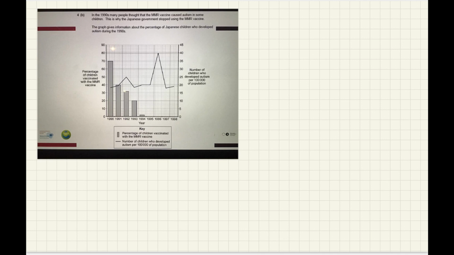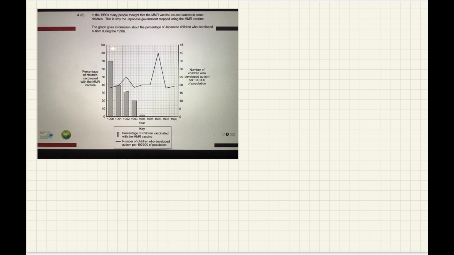Continuing on from that, examiners sometimes like to put questions about this MMR autism scare into the exam paper. So although it's something you don't have to learn about, it's not on your spec, sometimes they pop it up in questions. So I want you to practice this question, and it's showing you a graph where you can see the percentage of children vaccinated with the MMR vaccine in the bars of the bar chart, and then the number of children who developed autism per 100,000 of the population, which is the line part of the graph.